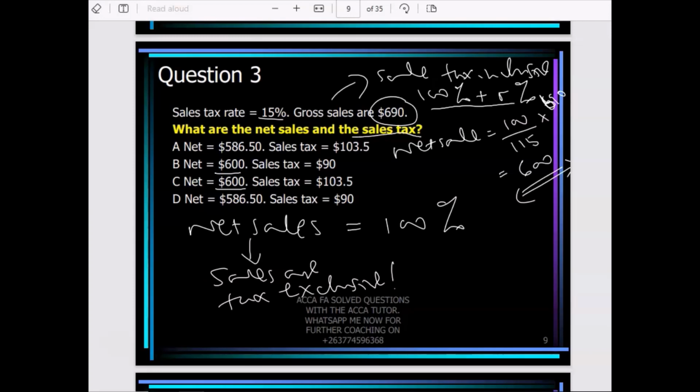Okay, so we just use the same technique to get the sales tax. We know that the sales tax rate is 15%, so we just say 15 over 115 multiplied by 690, and obviously we must get a $90. Okay, you can just pause the video and then verify with your calculator. Okay, I'm sure you have obtained the same $90. So our answer is B. Let's move on to the next question.